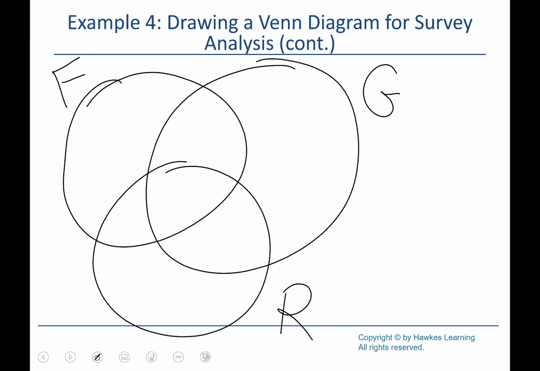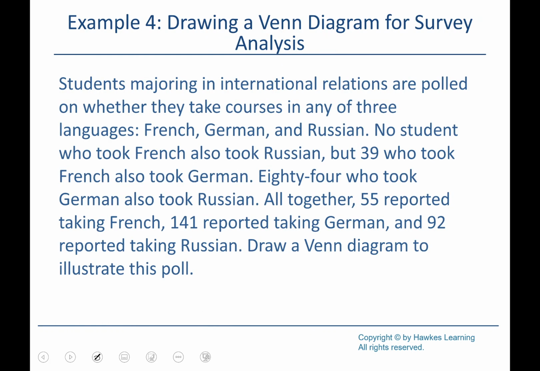So again, we've got all that information to look through. And what I'm going to be looking for is anywhere it says how many people took all 3 languages, or at least some kind of information that tells me what's going to go here where they all 3 overlap. Okay. That's where we want to start. Okay, so if we go back and start reading through this stuff.